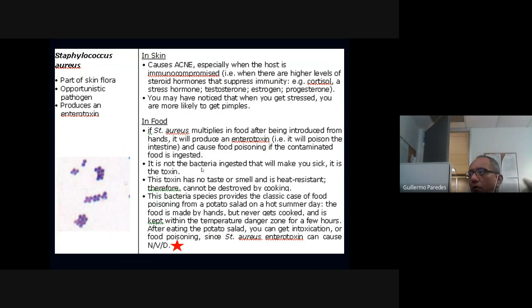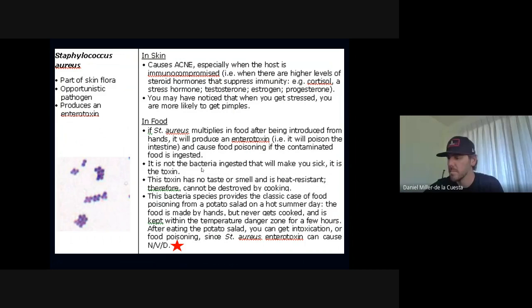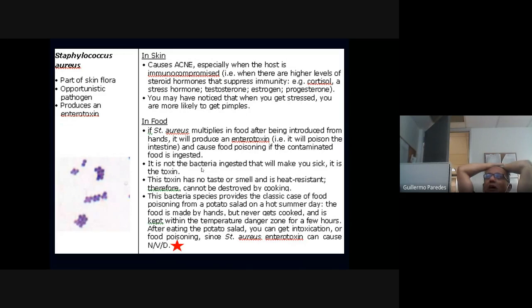All right, so tell me one thing. How many of you like potato salad? I do. Yeah, excellent. So potato salad, right? It is very common to see Staphylococcus aureus in potato salad. So what happened here? Look at this. Potato salad, it came into my head, let's go camping.